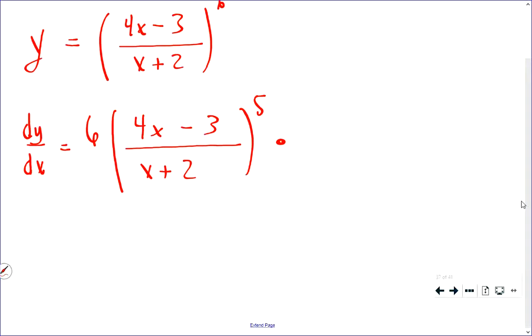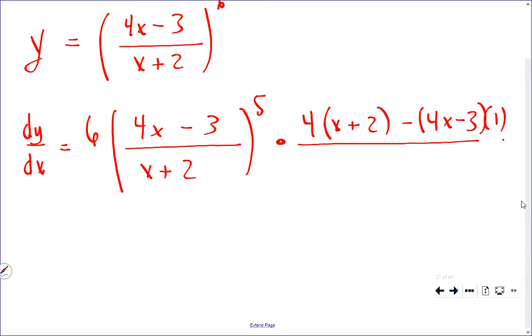But I wrapped the exponent around a quotient. So when I write multiplied by the derivative of what's inside, it's the derivative of (4x minus 3) over (x plus 2). It's a quotient, which means I'm going to use the quotient rule, which is the derivative of the top times the bottom minus the top times the derivative of the bottom over the bottom squared. And you know what? I take it back. I like this method quicker. I can see we're going to get the answer a lot quicker now that I think about it.